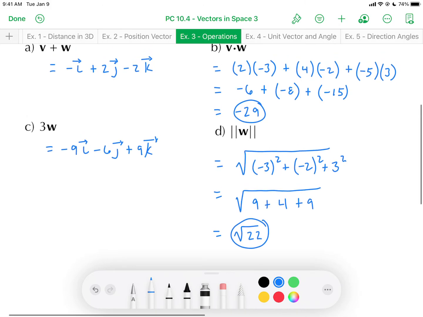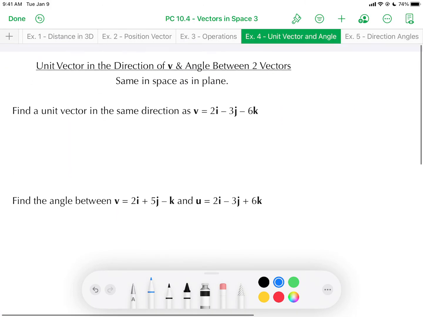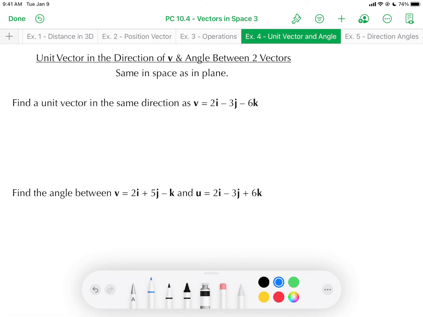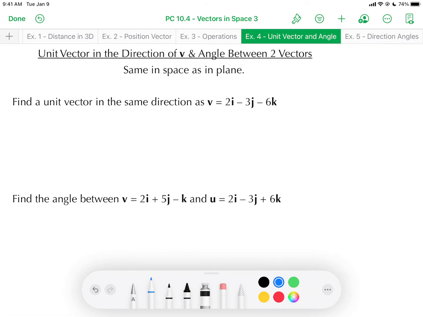Questions on those examples? All right, cruising right along here. Finding a unit vector in the same direction as vector v and finding the angle between two vectors. You're going to do this the same way in coordinate space as you did in the coordinate plane. So let's find a unit vector in the same direction as vector v equaling 2i minus 3j minus 6k.